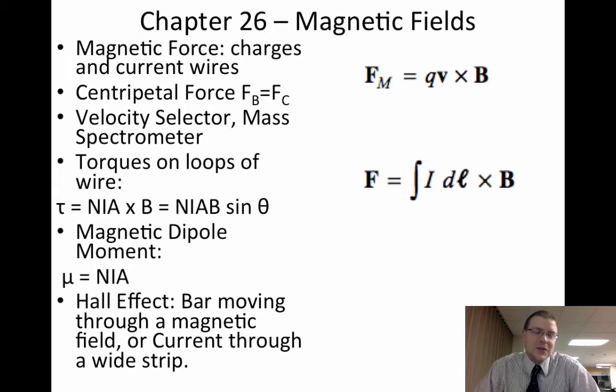And the last thing we did in that first chapter was the Hall effect, where we had a bar moving through a magnetic field or current running through a really wide strip. We saw charges separate, similar to what the velocity selector did, and based on that charge separation, it would set up this Hall voltage. So that voltage was able to tell us how fast the conductor was moving through the magnetic field or help us solve for unknown magnetic fields.